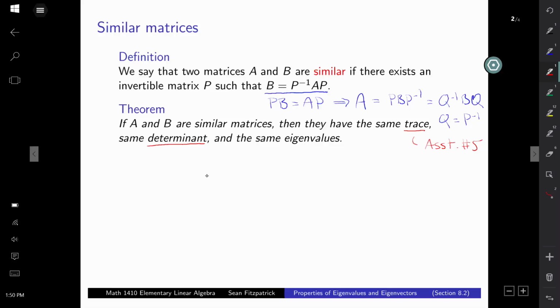Now, what we didn't prove yet, what I didn't assign because we hadn't talked about eigenvalues yet, is we want to argue that similar matrices also have the same eigenvalues. So how do we prove that two similar matrices have the same eigenvalues? What we want to do is suppose two things. One, lambda is an eigenvalue of A.